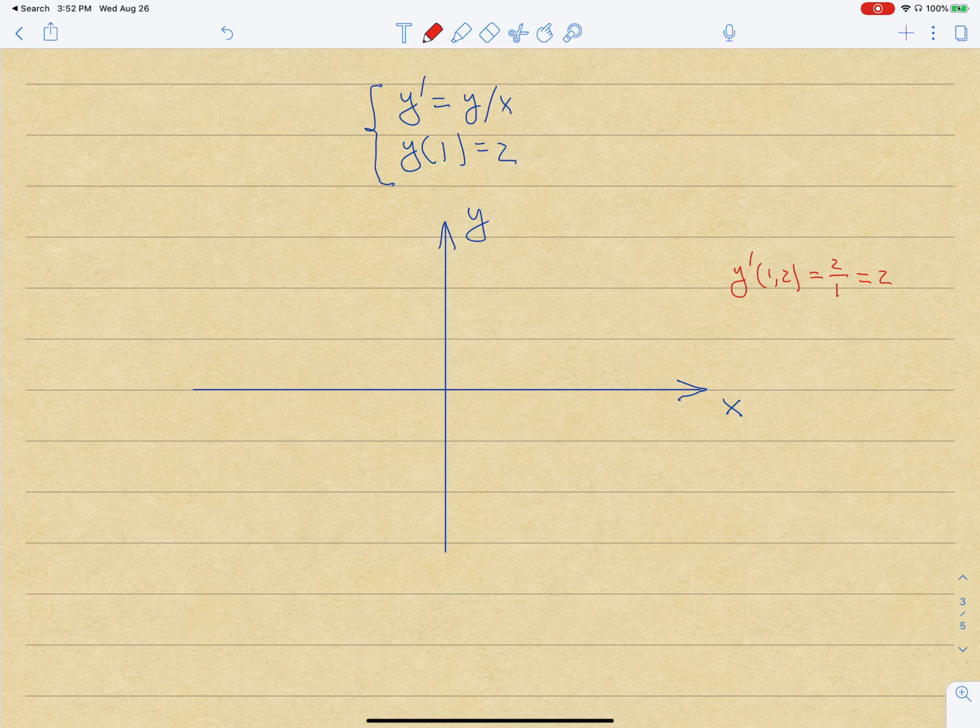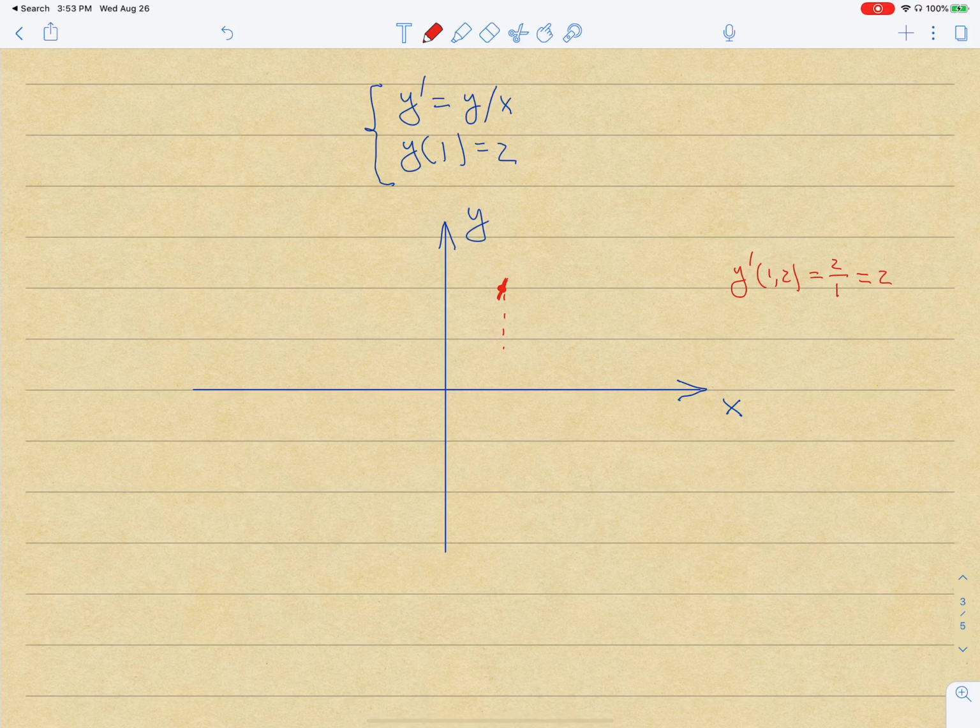Actually, let me do it like this, 1, 2, so it would be the point up here. So the initial slope is equal to 2, so that means that the tangent line to my curve that goes through 1, 2 will have a slope of 2. So it's roughly speaking something like that, right? So if I know the slope of a tangent line, I can approximate my curve by a tangent line near the point. So near the point, I can reconstruct immediately a piece of a solution curve just by knowing the point and the slope.